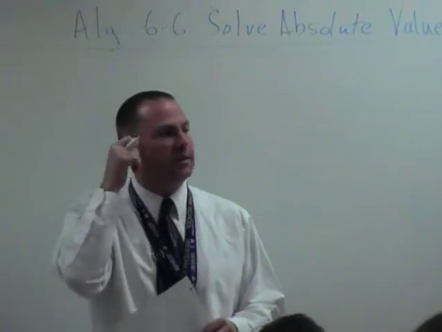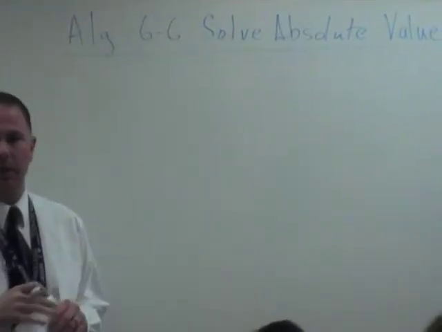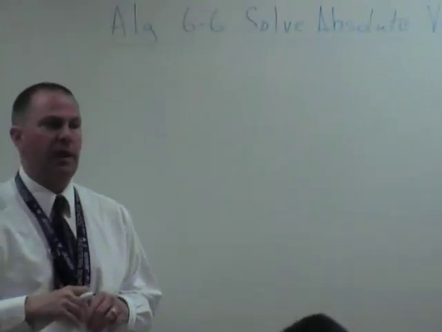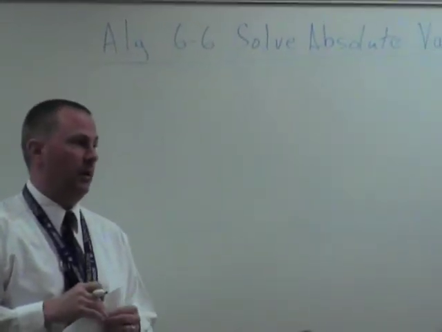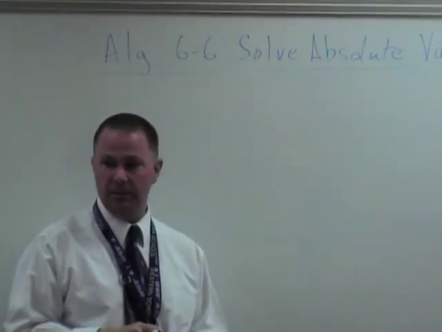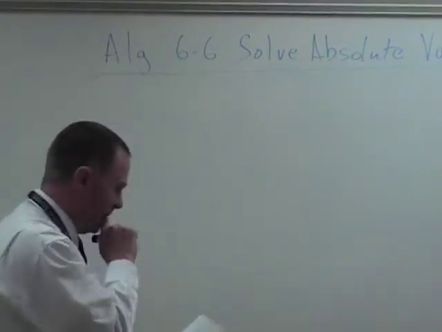Okay, you solve them basically the same way, same rules. You got to get the absolute value by itself. And then what you do after that is a little bit different. And then the graphing of it, you're going to be shading above or below these lines. Okay, so let's kind of go over this.